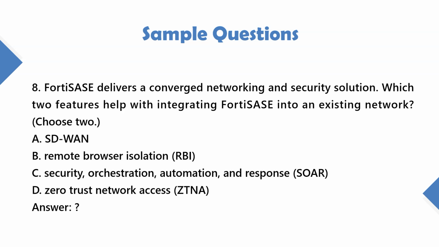8. FortiSASE delivers a converged networking and security solution. Which two features help with integrating FortiSASE into an existing network? Choose 2. A. SD-WAN. B. Remote Browser Isolation, RBI. C. Security, Orchestration, Automation, and Response, SOAR. D. Zero Trust Network Access, ZTNA.